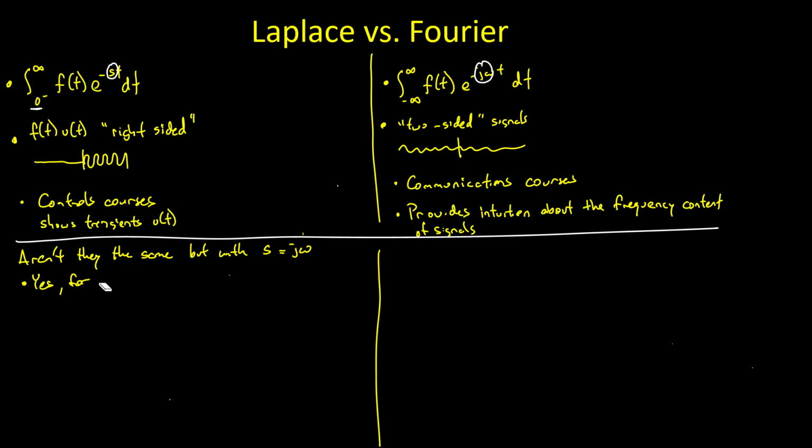Yes, for circuit components. So as an example, a capacitor has an impedance of 1 over sC in the frequency domain for Laplace, or 1 over j omega C in Fourier. The Laplace transform of an inductor looks like sL. In the Fourier transform, the inductor looks like it has a j omega L impedance.